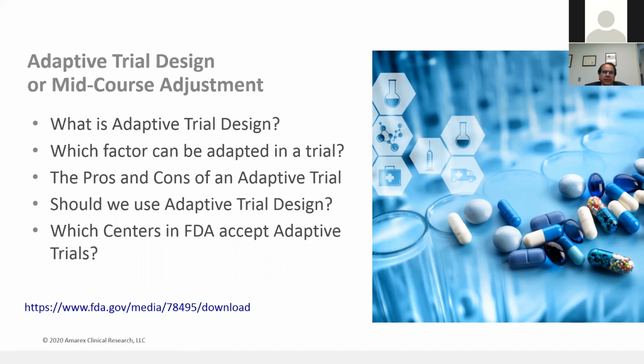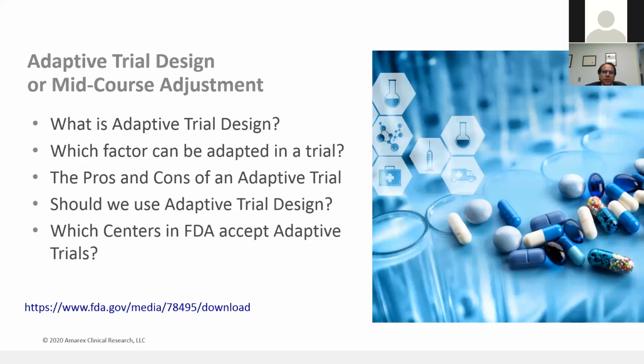So there are different factors you can adapt. You can start at the beginning with a 1-to-2 ratio, that means 1 placebo, 2 active, and then later on make it a 1-to-1 ratio. There are certain factors that you can adapt. Sample size is one, and very, very common, and dropping 1 arm is another one. But you have to be aware of them, and there are pros and cons for any adaptive trial that you are going to do.